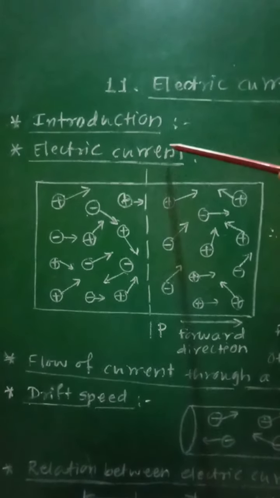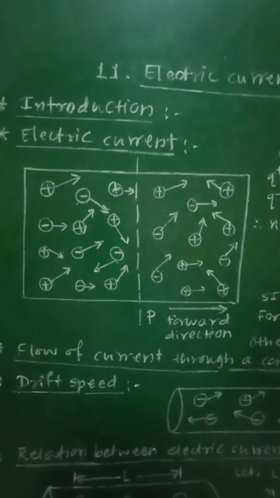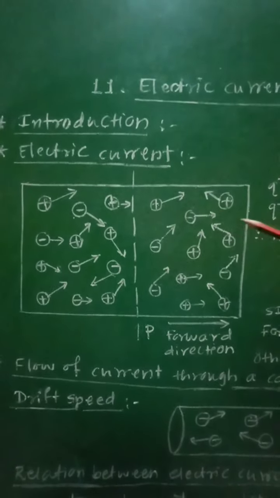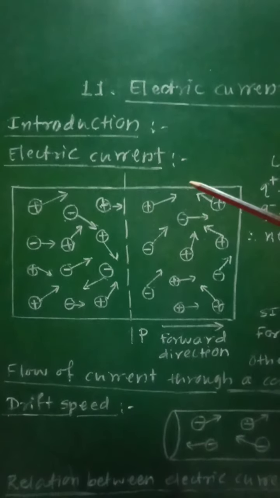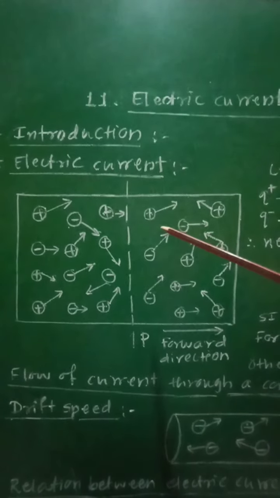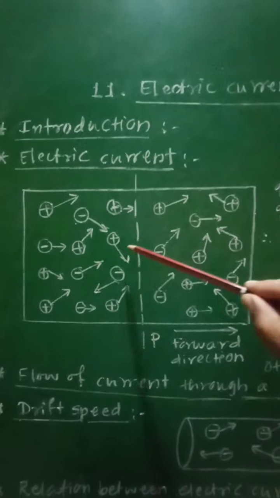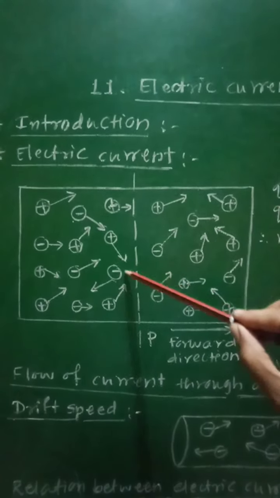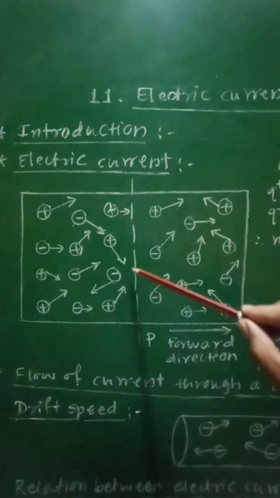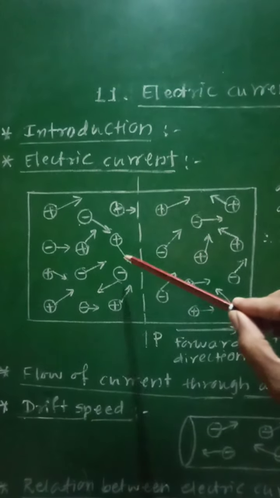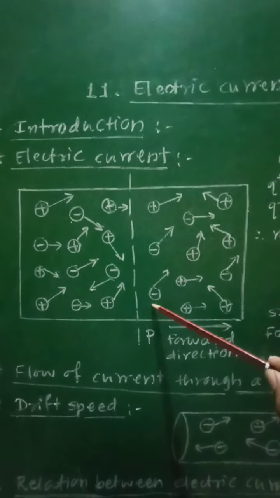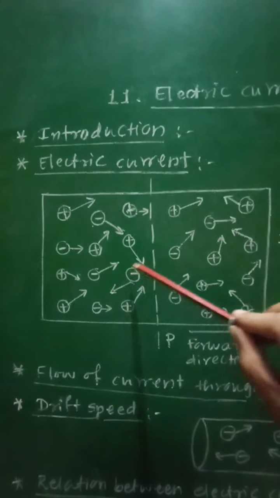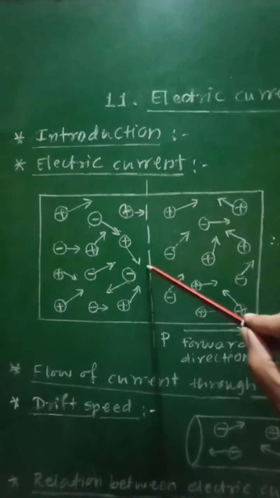Now let us see electric current. In order to explain the concept of electric current, let us consider an imaginary gas of both positively and negatively charged particles flowing randomly in various directions across a plane P. So the positively and negatively charged particles will now cross this plane P.